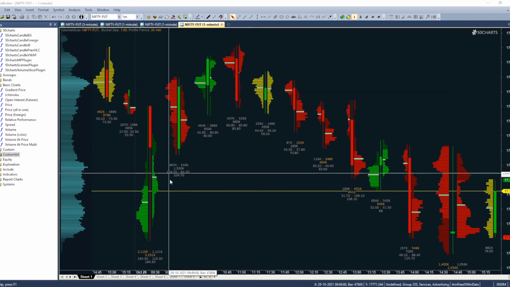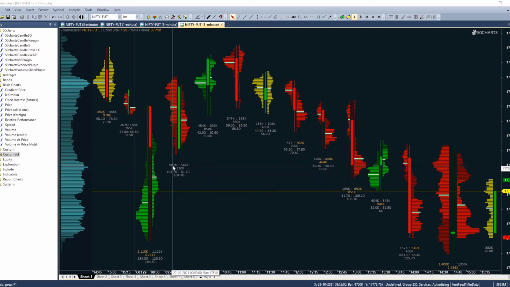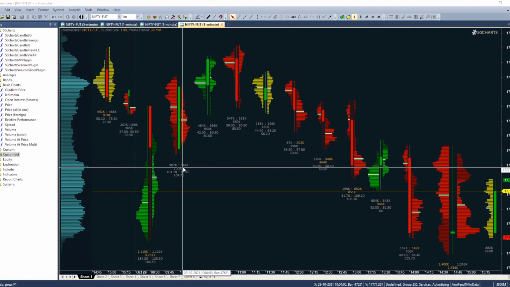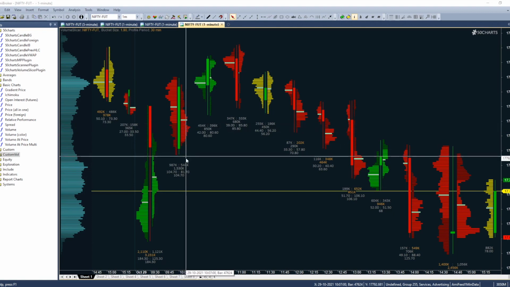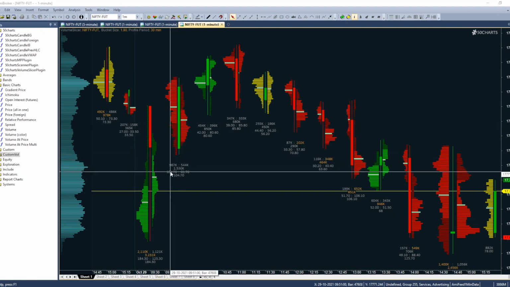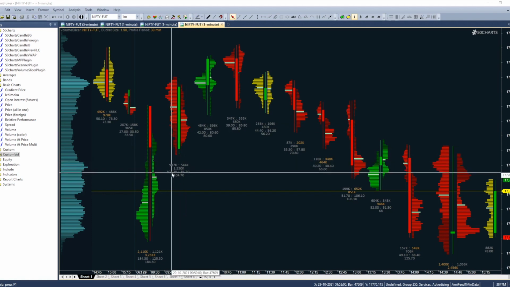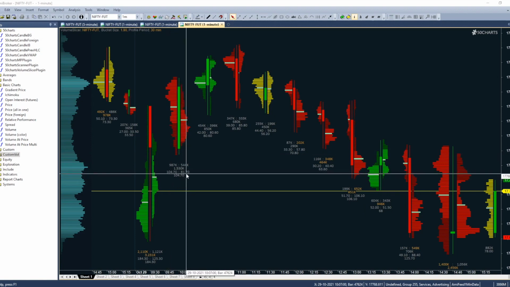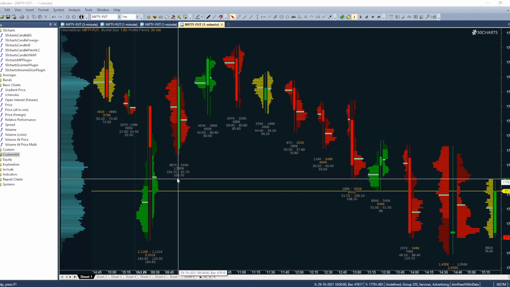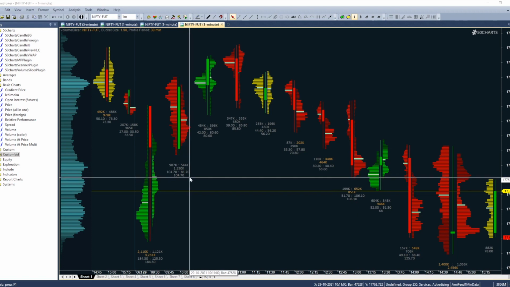If you look at the summary, this left side is the volume of the left side profile, and this 544K is the volume of the right side profile, and the combined volume is given at the center, the second line. And in the third line, we show the range of the left side profile, that is the high minus low, and this is the range of the right side profile. And in the fourth line, we display the range of the entire candle.